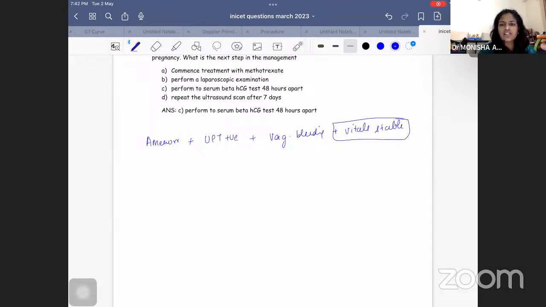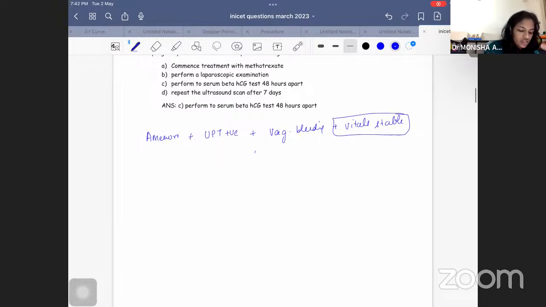You will always consider that as an ectopic pregnancy, even if you don't know the diagnosis. Any patient presenting with amenorrhea, UPT positive with vaginal bleeding, vitals unstable, your first diagnosis will be ectopic pregnancy. Push her to OT and do a laparotomy to see what your exact diagnosis is. So next, say they are saying the vitals are stable. So what is your next step?